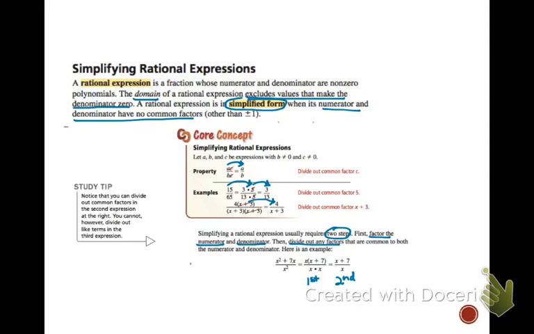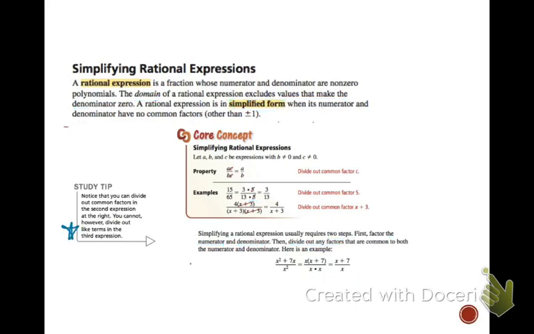You can divide out common factors in the second expression on the right, but you can't divide out common factors in that third expression, x plus 7 and x. Because when you have an expression where things are added or subtracted together, you can't divide out from one of them separately. It has to be together.